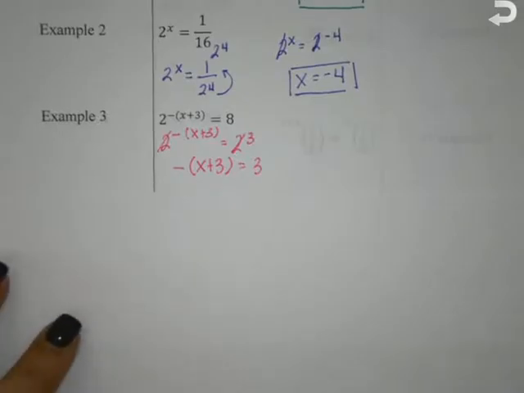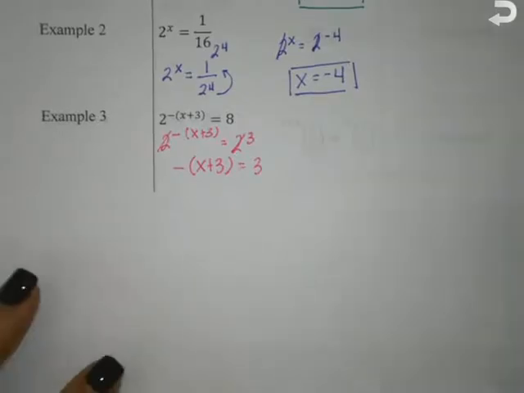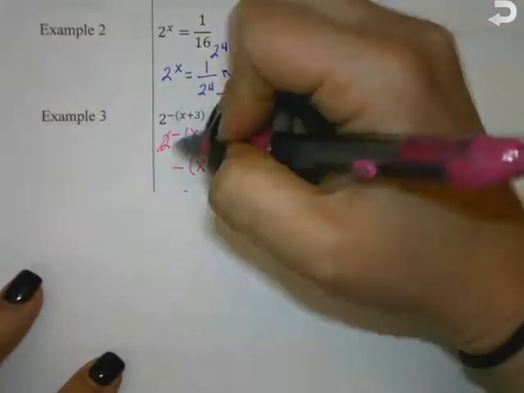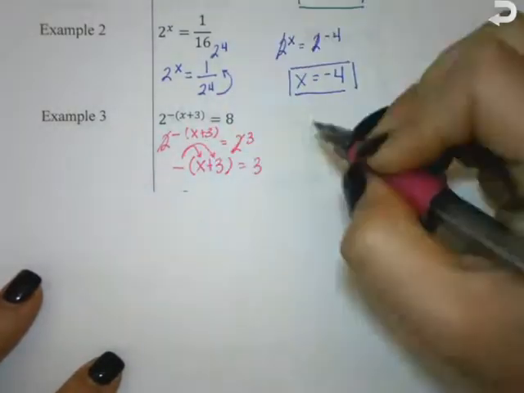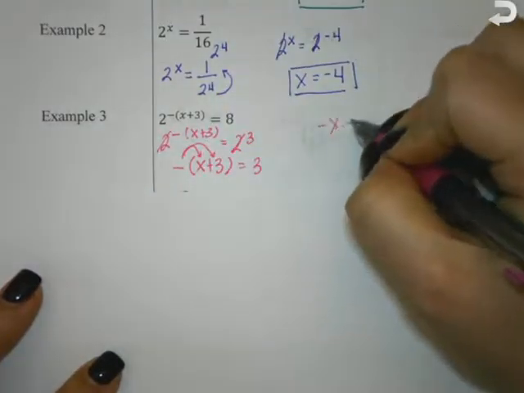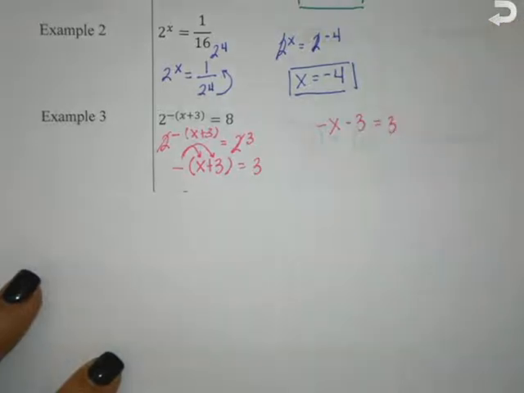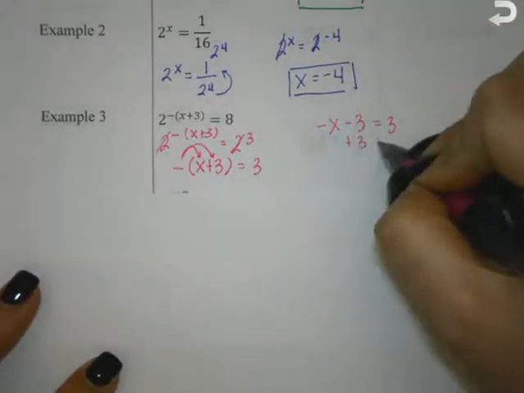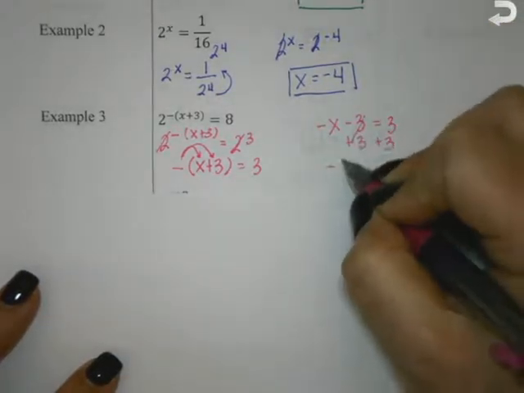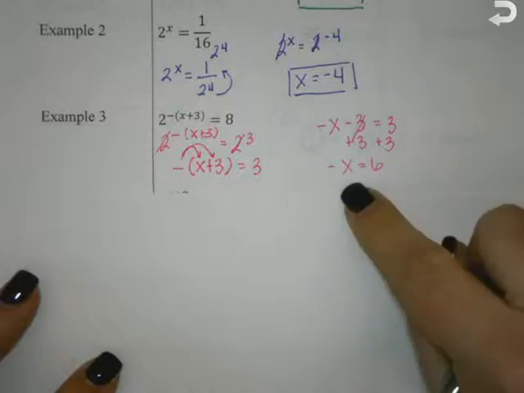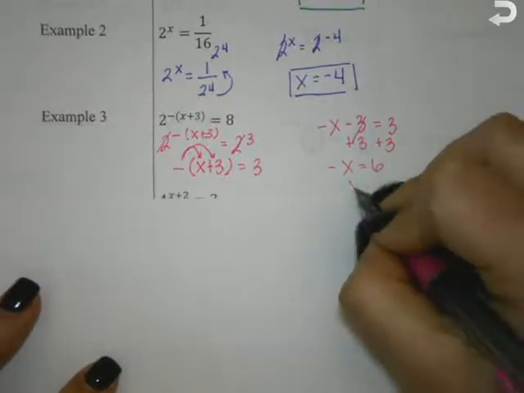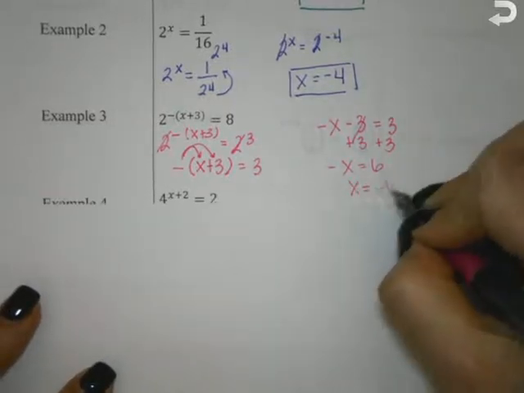So to solve this, what do I have to do, guys? Distribute the negative. So that gives me negative x minus 3 equals 3. Add 3 to both sides. So I get negative x equals 6. So if negative x equals 6, what does positive x equal? Negative 6.